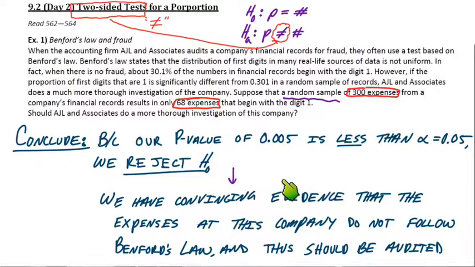So you need to have a statement like this. We have convincing evidence or we don't have convincing evidence. And you need to say what that means in the context of the problem. And then along with this statement, where you reject or fail to reject based on your p-value as it compares to alpha, you would get full credit for the conclude step.